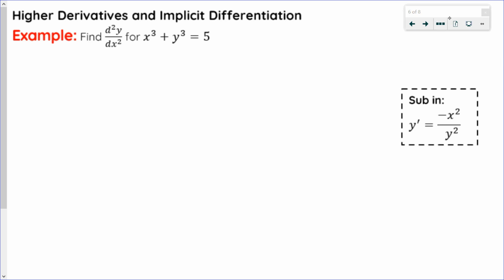Hello Mathies, Gatos here. In this video we're going to look at how to do a question involving higher derivatives and implicit differentiation. So two concepts, one question, no extra charge for that.